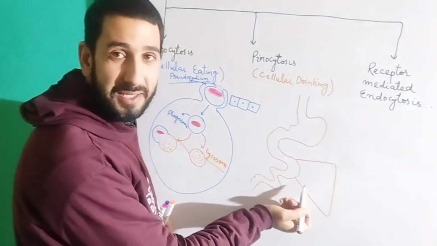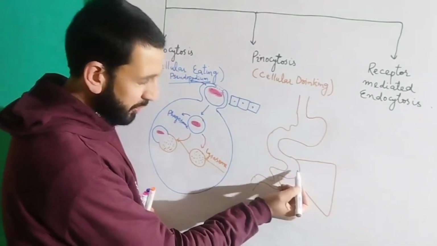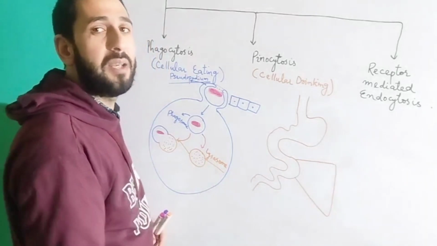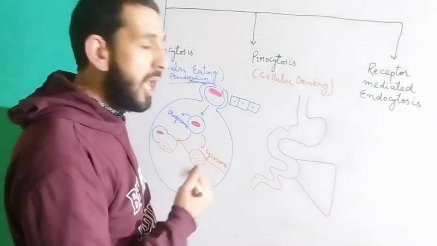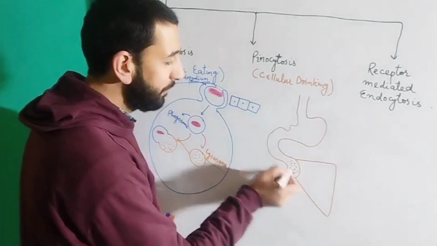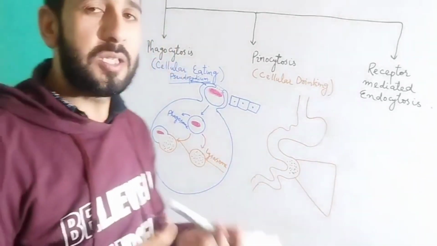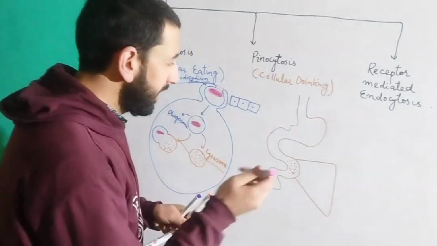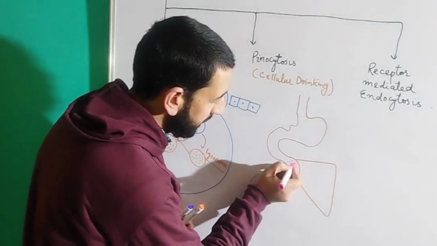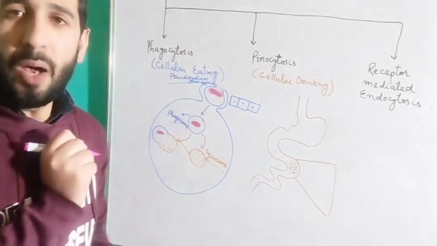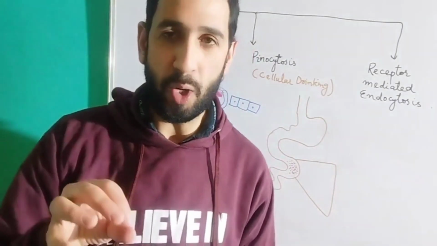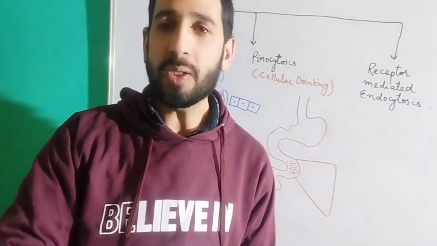here is the cell in this intestine, and we have to talk about endocytosis. That means we have to take something into the cell, and that should be cellular drinking. We have to take some liquid substances into the cell. Suppose here is the liquid, here is the water, for example, in the lumen of the small intestine. And in this water, we have some dissolved substances, for example, glucose molecules. Now, we have to take this water along with the dissolved glucose molecules into the cell.